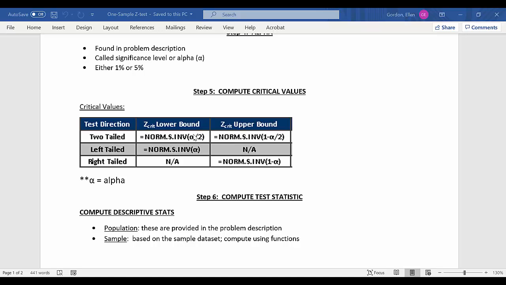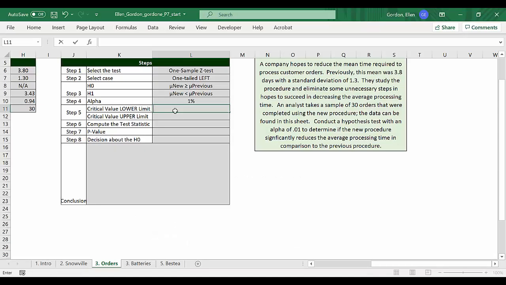The next step is to compute the critical values. Again, the critical values are the z-scores that are associated with alpha. So we want to find the z-score that's associated with the bottom 1%. If you look here on the table, these are the functions for a one-tailed left test. The function for the lower limit is norm.s.inv, and then we click on alpha. That's what it's asking when it's asking for the probability.